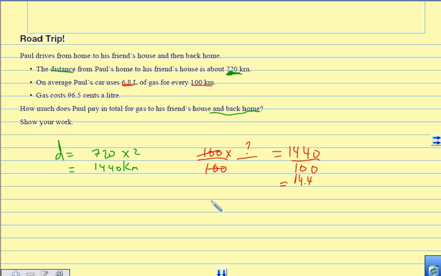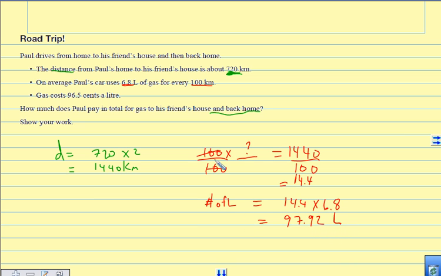Okay? So that means that the total number of liters he's going to use, number of liters used, is going to be equal to 14.4 times 6.8. Okay? Well, 14.4 times 6.8 is 97.92 liters. Okay? That's how many liters it's going to use.